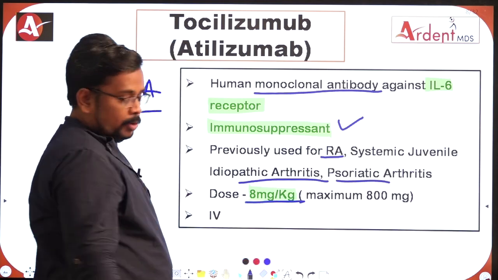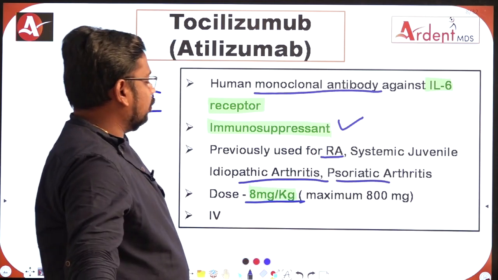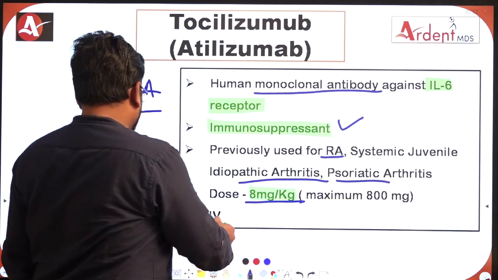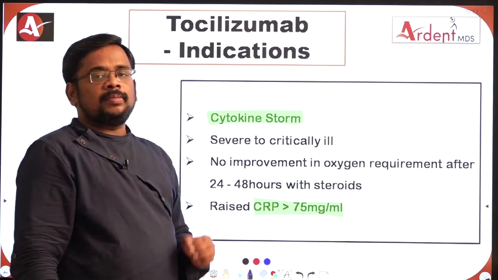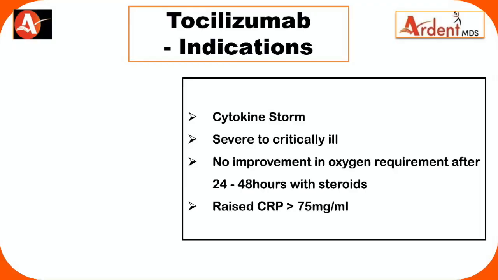And what is the dose given for Tocilizumab? 8 mg per kilogram, and a maximum of 800 mg can be given. The route of administration is intravenous. What are the indications? Tocilizumab is indicated only for the cytokine storm. After day 6, if the interleukin levels are elevated, then you can start to give Tocilizumab. In case of only severe or critically ill patients, when the C-reactive protein is more than 75 mg, and if there is no improvement in the oxygen requirement after 24 to 48 hours, even with steroids, then it is indicated.